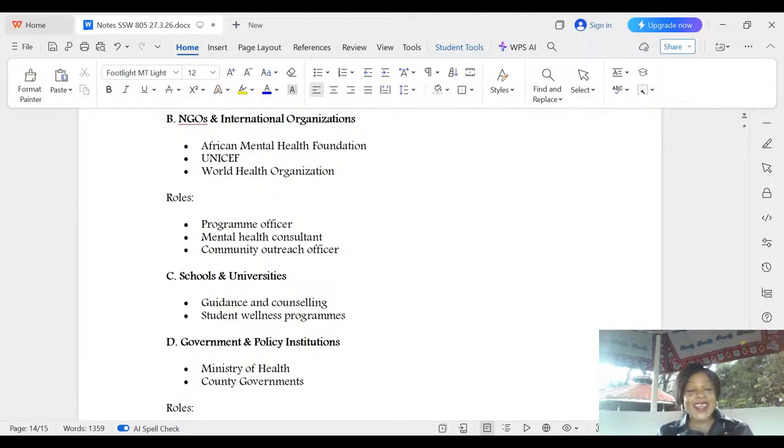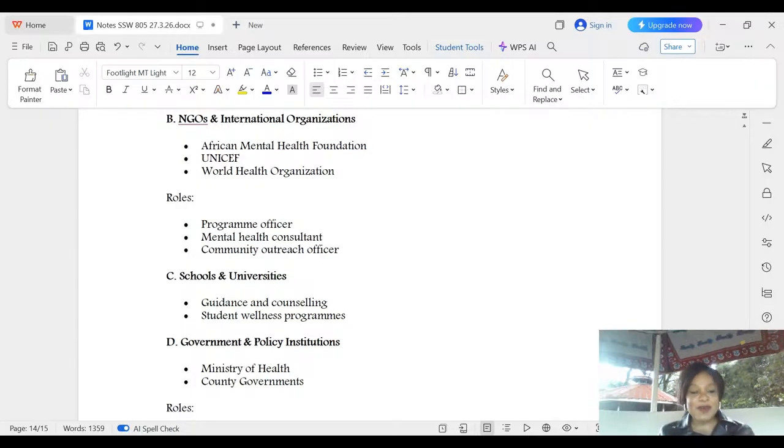Being employed again, you can work in a learning institution like in schools, in universities. You can be a student counselor. You can be a staff counselor. You can provide wellness programs for these institutions.